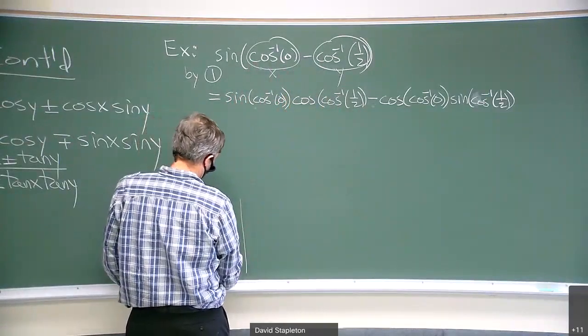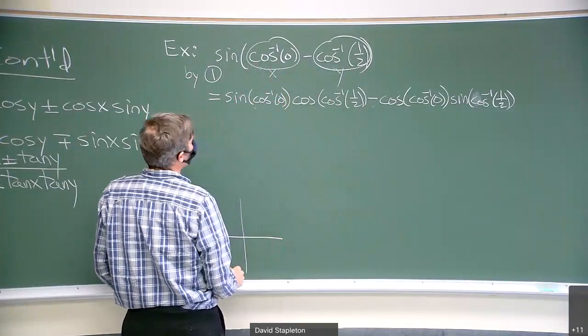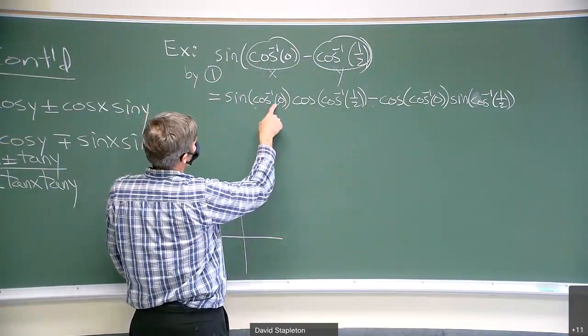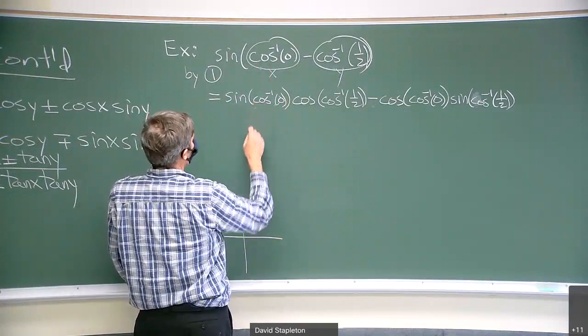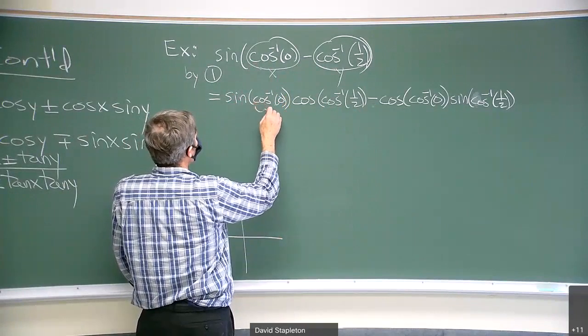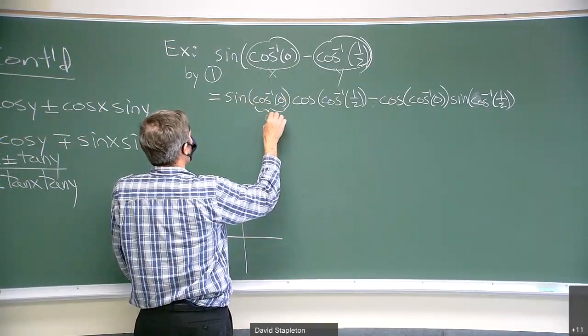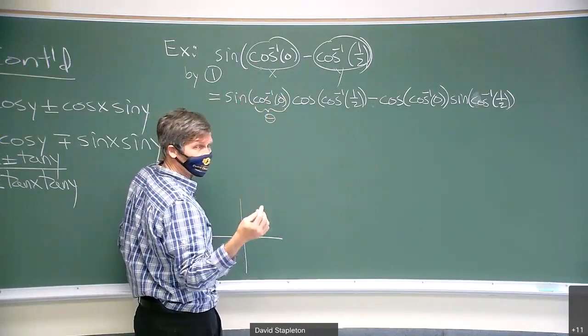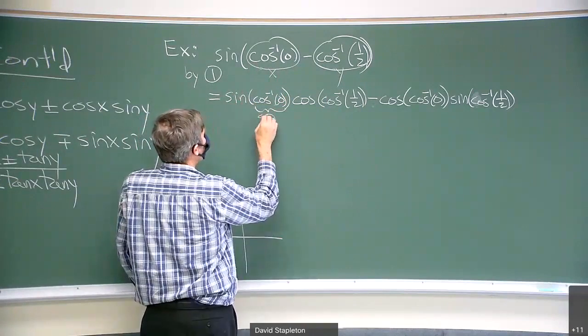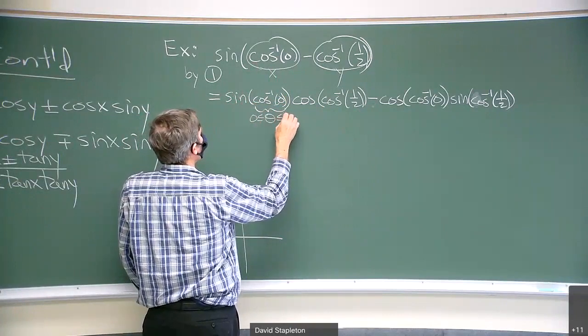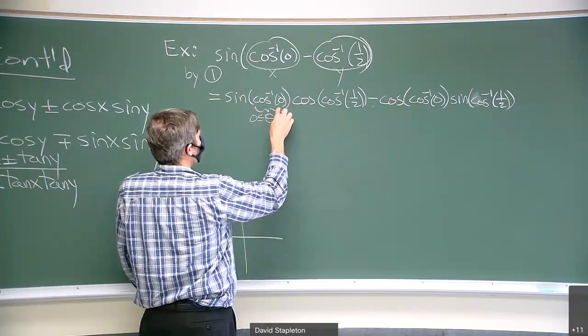We can use these on the unit circle. I will say, what's the arc cosine of 0? I know how to do that one. The arc cosine of 0 is the angle theta. Remember, the inverse cosine gives you an angle between 0 and pi whose cosine is this number.